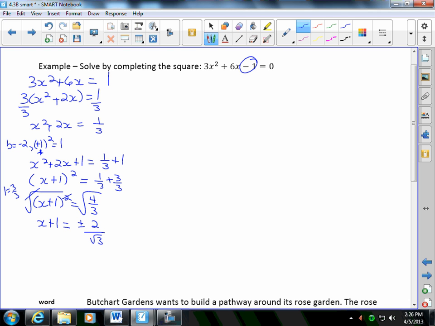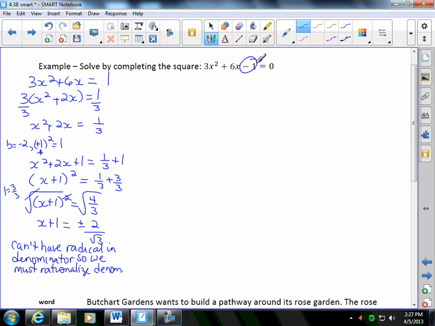But proper math, or your math grammar if you want to think of it that way, says you can't leave a radical in the denominator. So what we do is called rationalizing the denominator. Okay, we can't have a radical in the denominator, so we must rationalize the denominator.